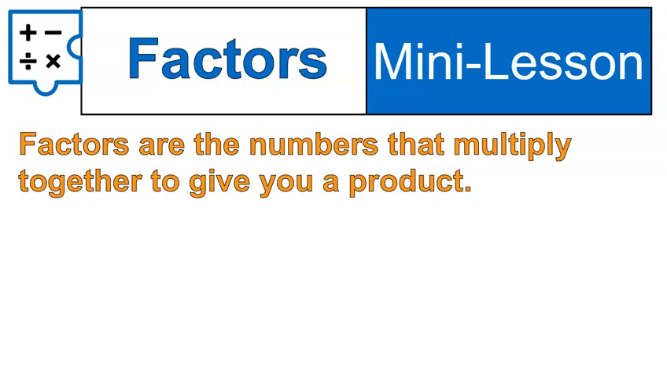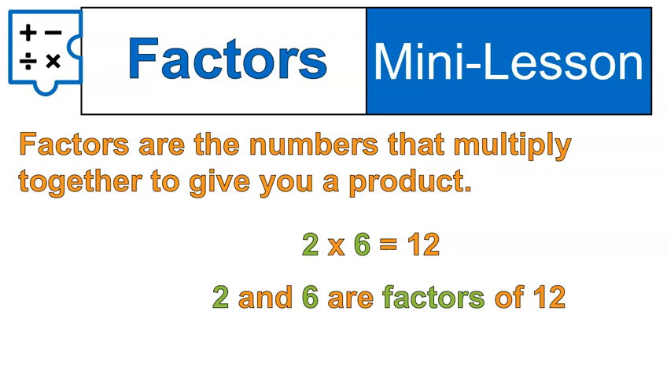Factors are the numbers that multiply together to give you a product. Here's some examples. 2 times 6 is 12. 2 and 6 are factors of 12. So the numbers I have in green, you can see, are the factors. Those are the numbers that multiply together to give you the product.